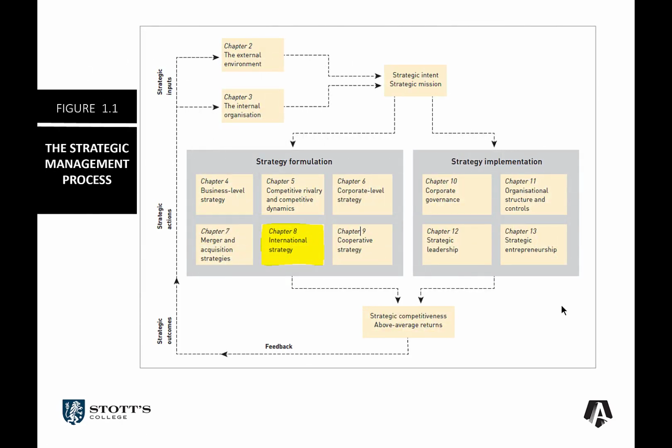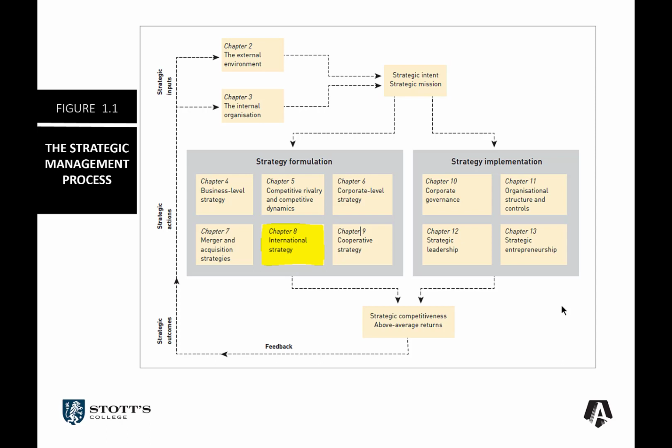So, where does this fit in our model of the strategic management process? In the first part of our course, we talked about the external environment, the internal environment, and the strategic mission, which fold together to our weeks on strategic input. In the second part, strategy formulation, we've talked about business level strategy, corporate level strategy, and competitive rivalry. This week we're doing international strategy, and next week we'll talk about cooperative strategy.